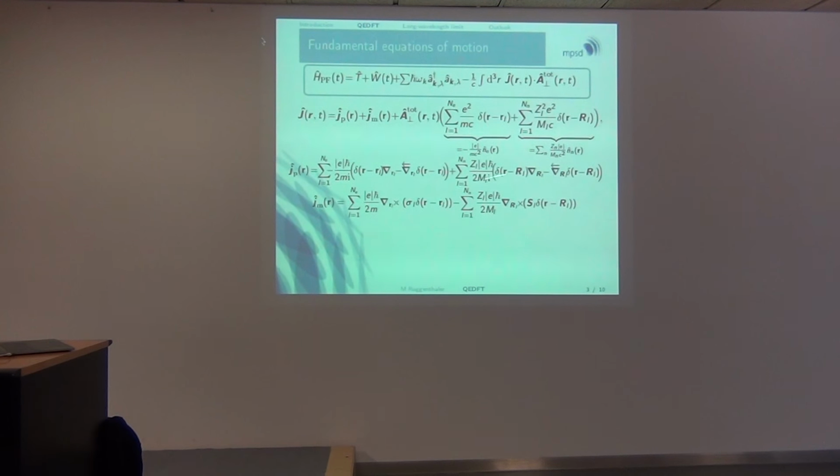It has three parts that are not so surprising. You have the paramagnetic current, you have a magnetization current because you have spin there, and you have the usual diamagnetic current.